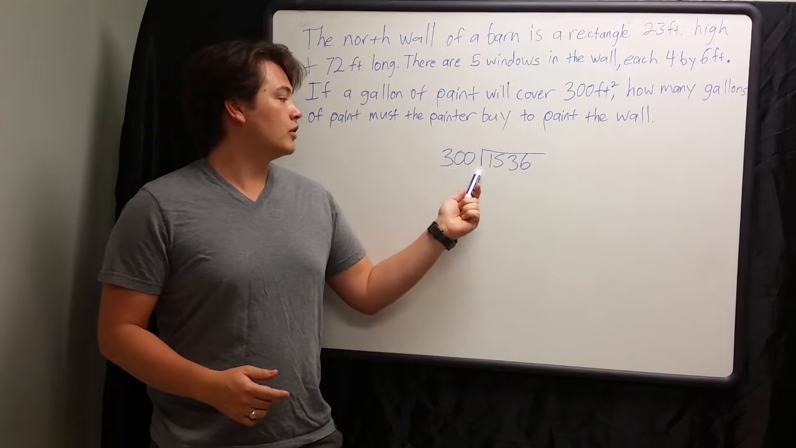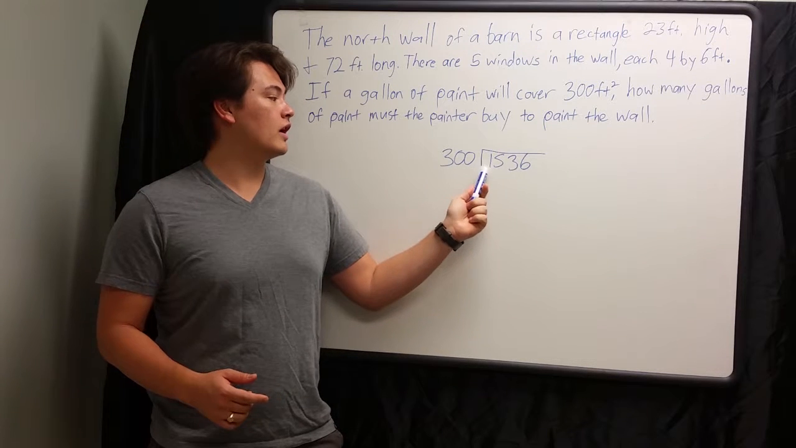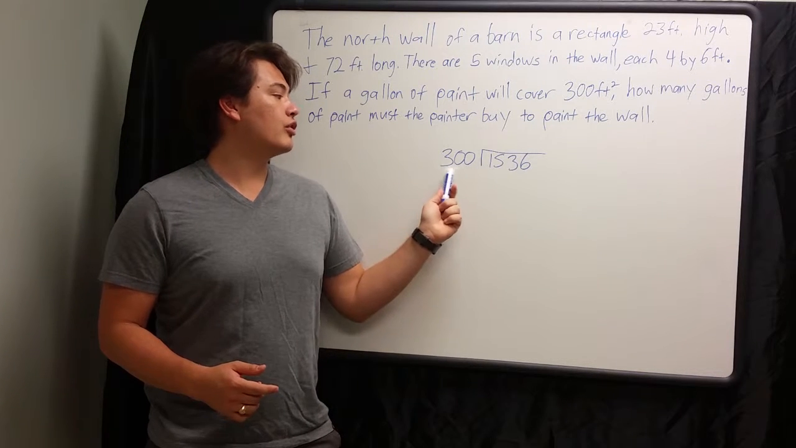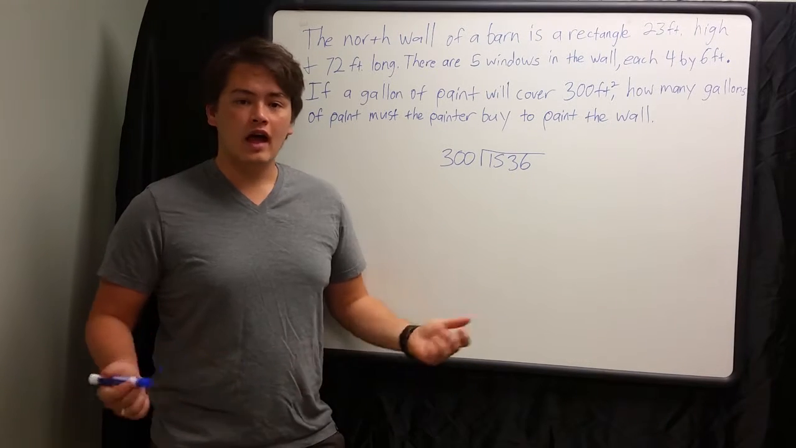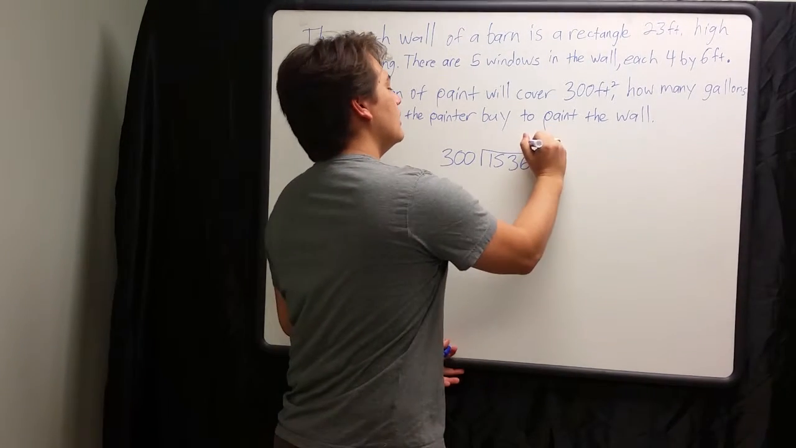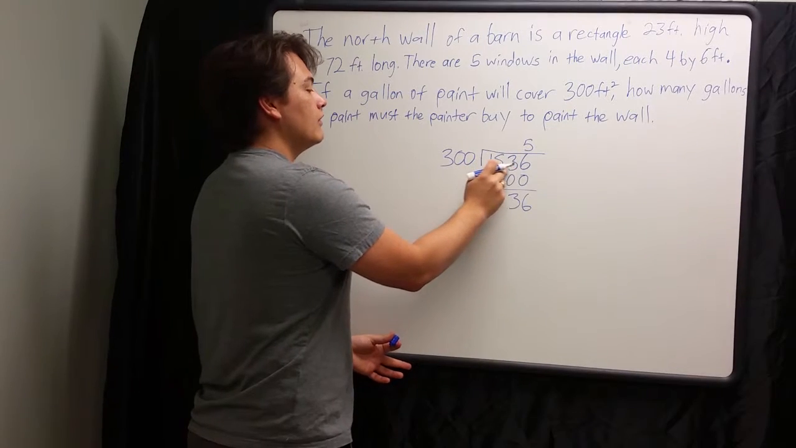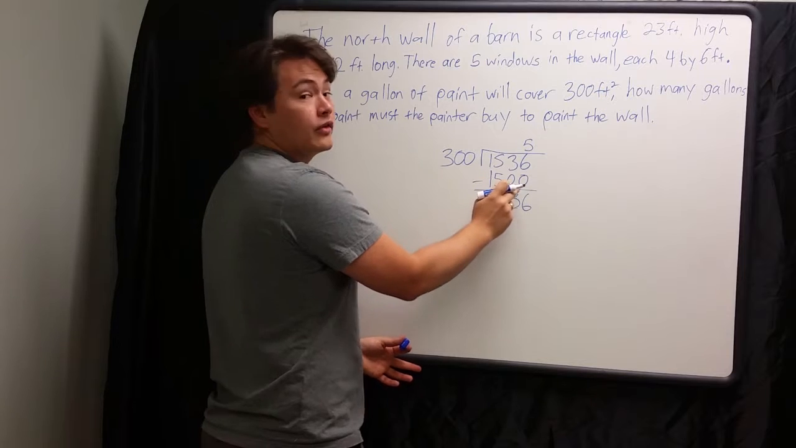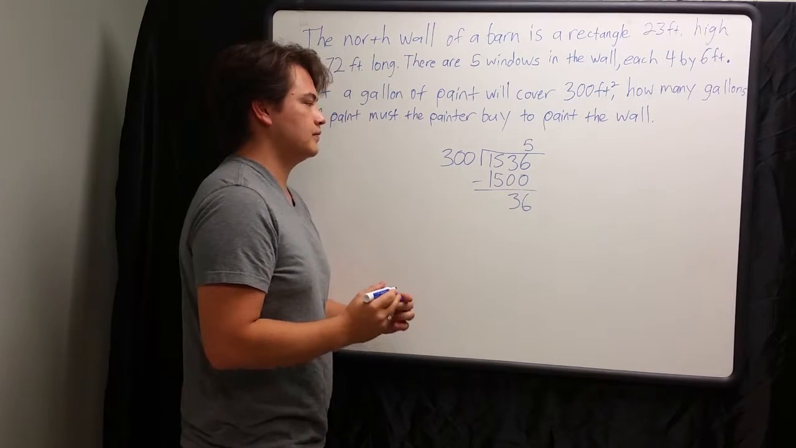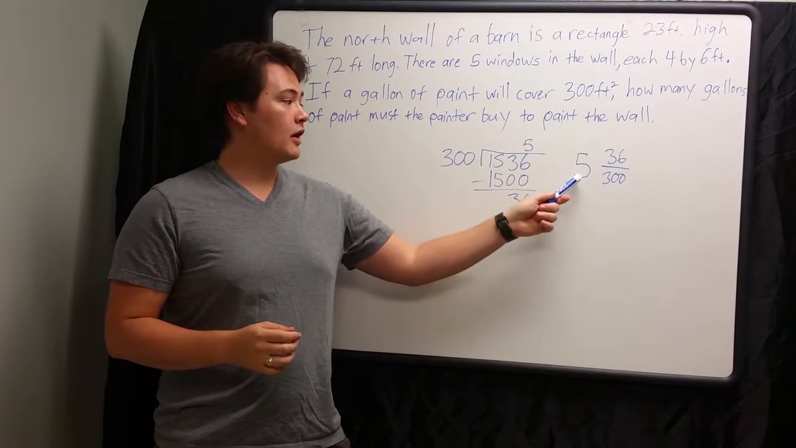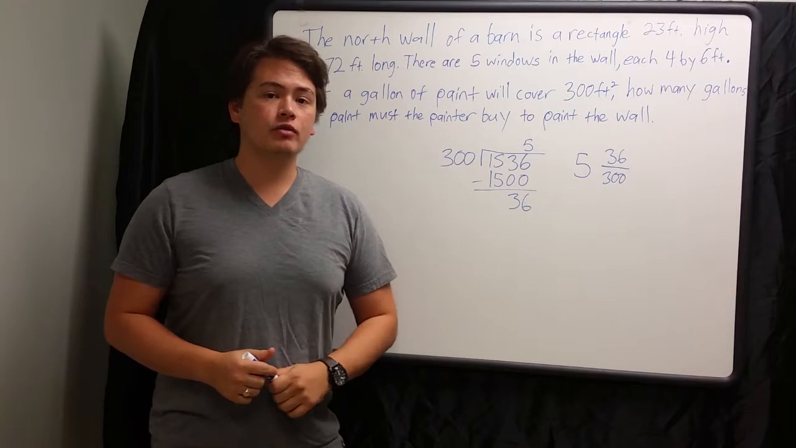1,536. 300 can't go into 1, 300 can't go into 15, 300 can't go into 153, but 300 can go into 1,536. How many times? I'm going to say about 5 times. 1,536 subtracted by 1,500 is going to give me 36. So 5 is going to be my whole number, and my remainder is going to be my numerator.